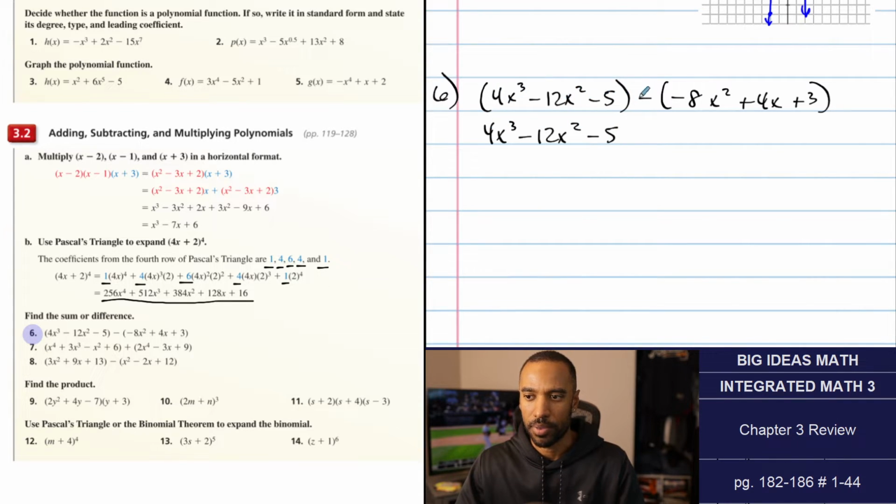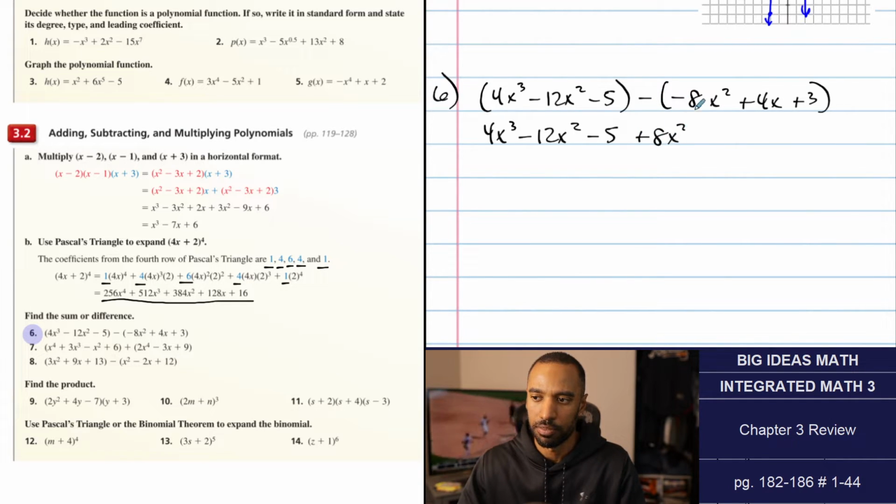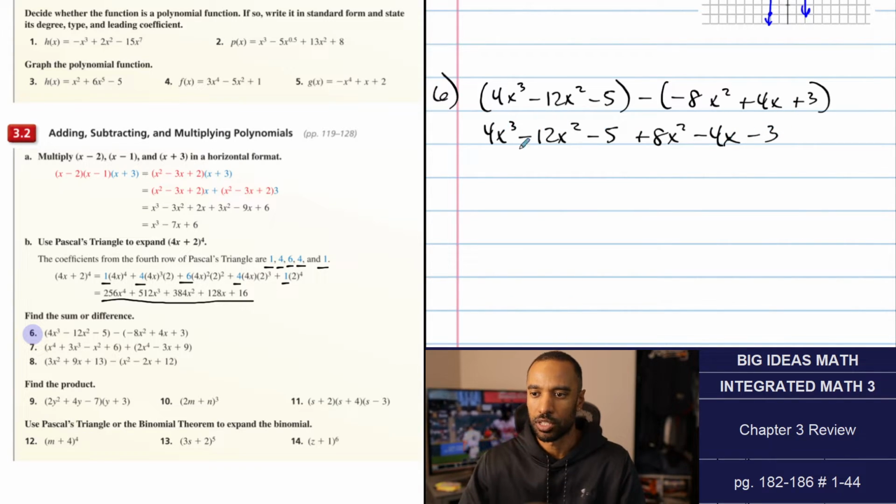Anyway, I'm going to begin with a rewrite without parentheses. This negative needs to distribute into these three terms here, which changes signs. Subtracting a negative becomes a positive. Subtracting a positive becomes a negative, and so on. And from here, we can look to combine like terms.